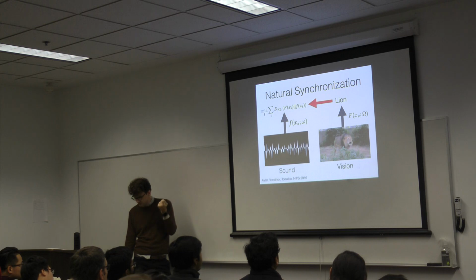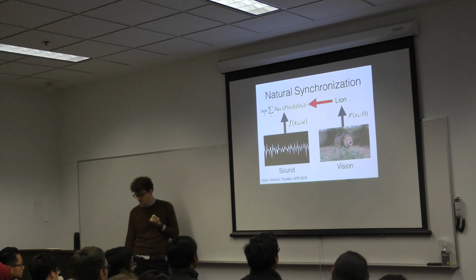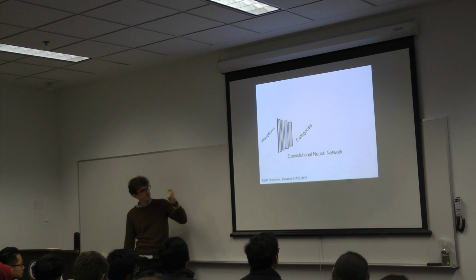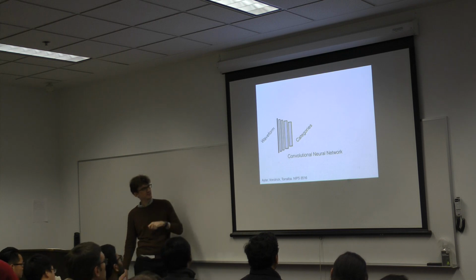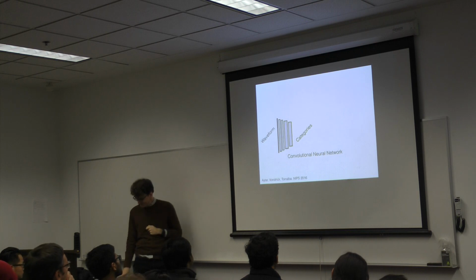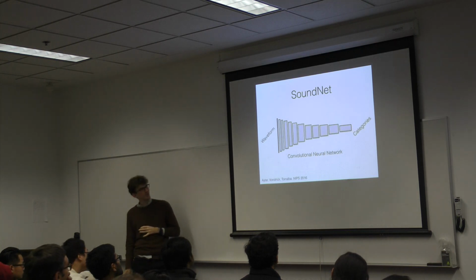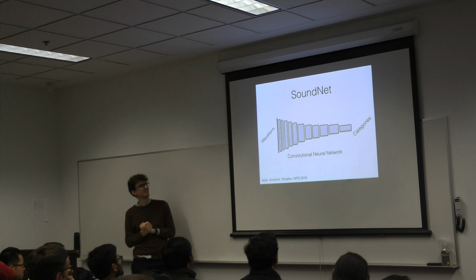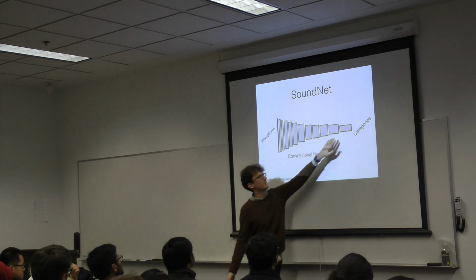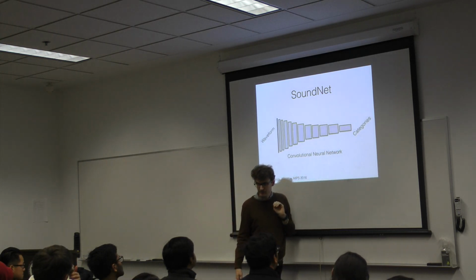So we created a convolutional network for sound. The previous state of the art at the time for sound recognition was a 4-layer convolutional net, so not very big. We created SoundNet, which is an 8-layer convolutional net. Essentially, it's a convolutional net that takes in just waveforms, which is a 1D time series, and produces a distribution over the categories.